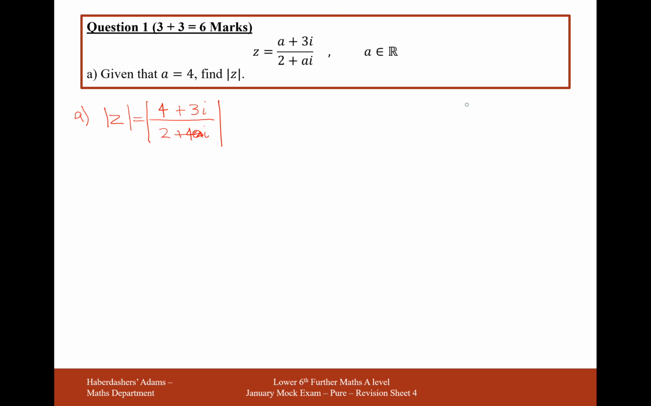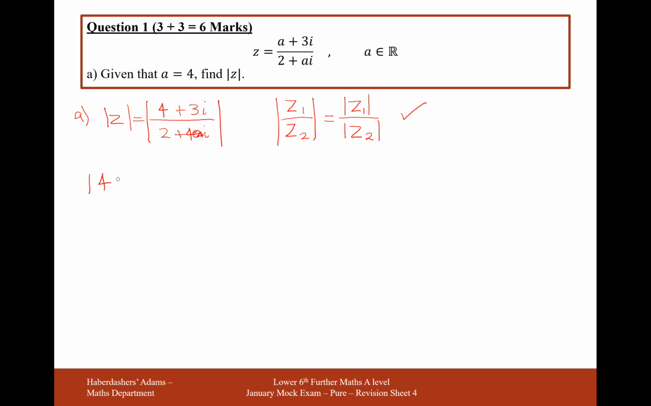Now I'm going to bring in one of those rules to do with moduluses of complex numbers, where if I divide one complex number by another and find the modulus of it, another way of working out that modulus is just to divide the two moduluses separately. So this is a rule you can bring in at any point in time in your exam. And that's what I'm going to do with this question here.